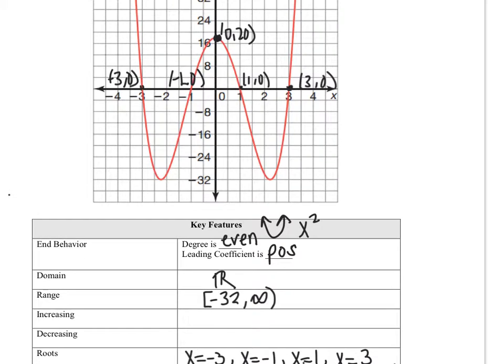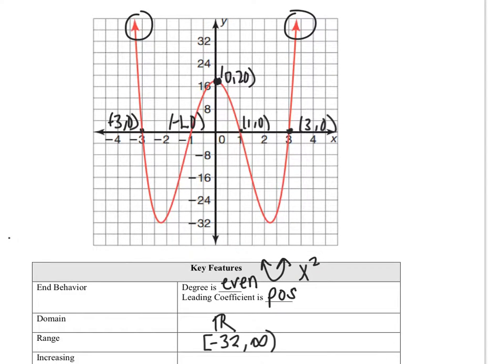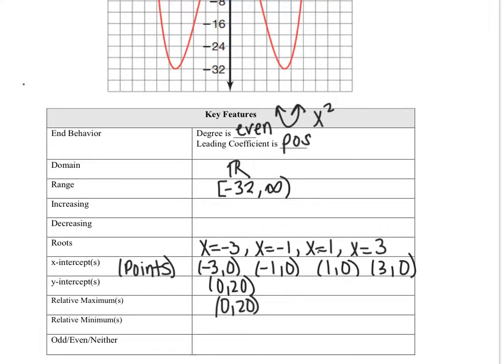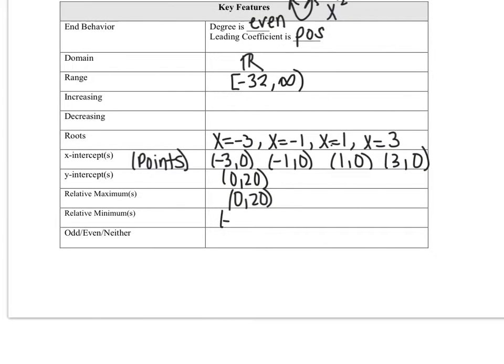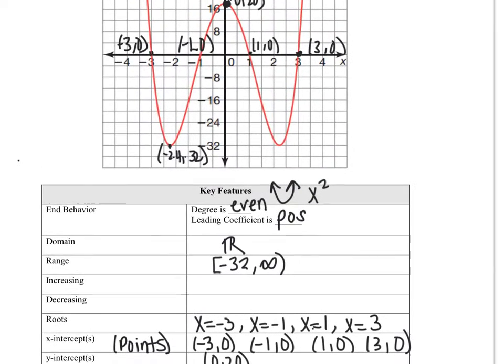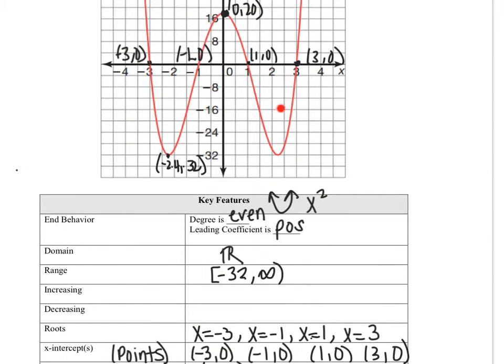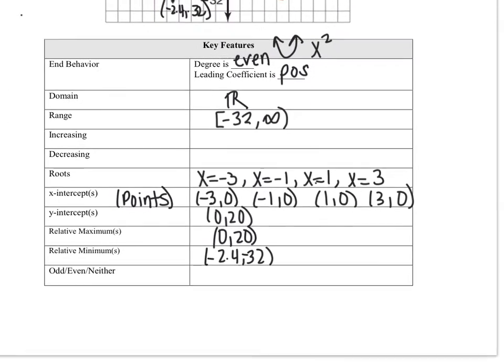Okay, and my relative min occurs down here. So again, we can estimate a little bit. This is (-2.4, -32). So (-2.4, -32). Again, it's just an estimate. On a test, I would have to give you exact. Okay, and my other minimum would be over here, so we could say (2.4, -32).